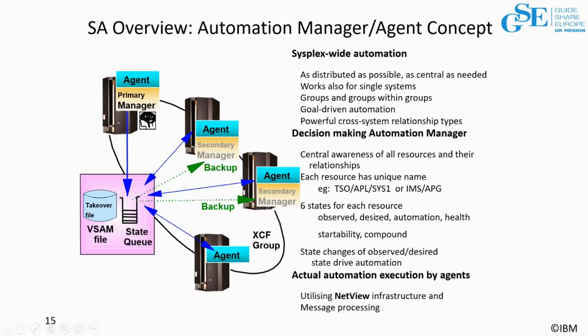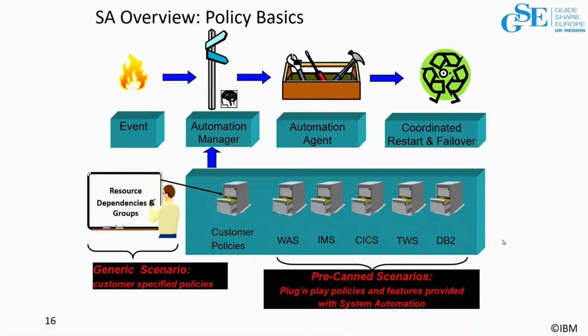If any of those states change, then that will drive automation. So events will go into the automation manager. It will then inspect the policy and decide what needs to happen in response to that event. It then gives orders to the automation agent to take actions, and the automation agent will execute those actions, which will coordinate the restart and failover of anything that's got a problem. So the automation manager knows about all the resources, it knows about the dependencies between them, and it knows how they're grouped together.